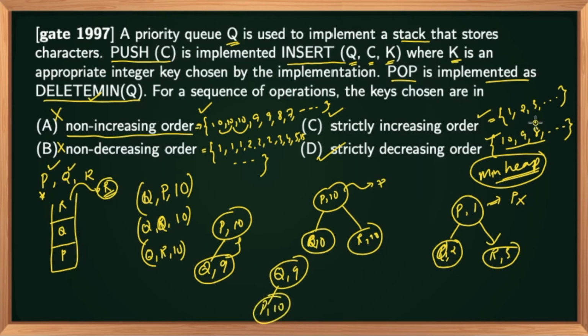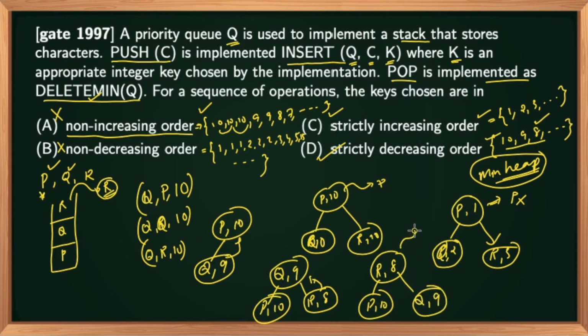Then the next I will be inserting with key 8, right? So R, comma 8. Now again you see the heap property is violated. So I have to move R, comma 8 to the top, and left we will have P, comma 10, and right we will have Q, comma 9, right? Now if I delete, the first element coming out of this priority queue will be R. So that is the expected behavior. So the answer should be D.